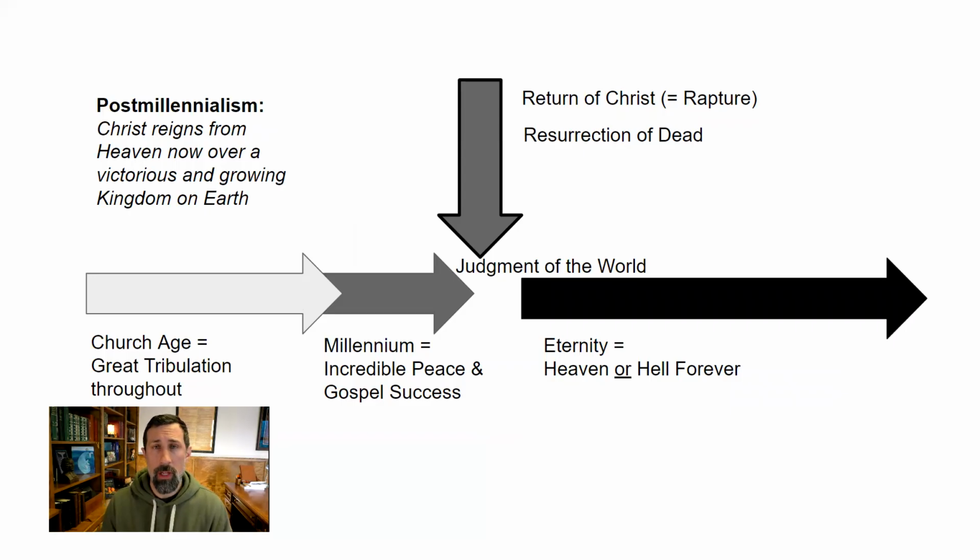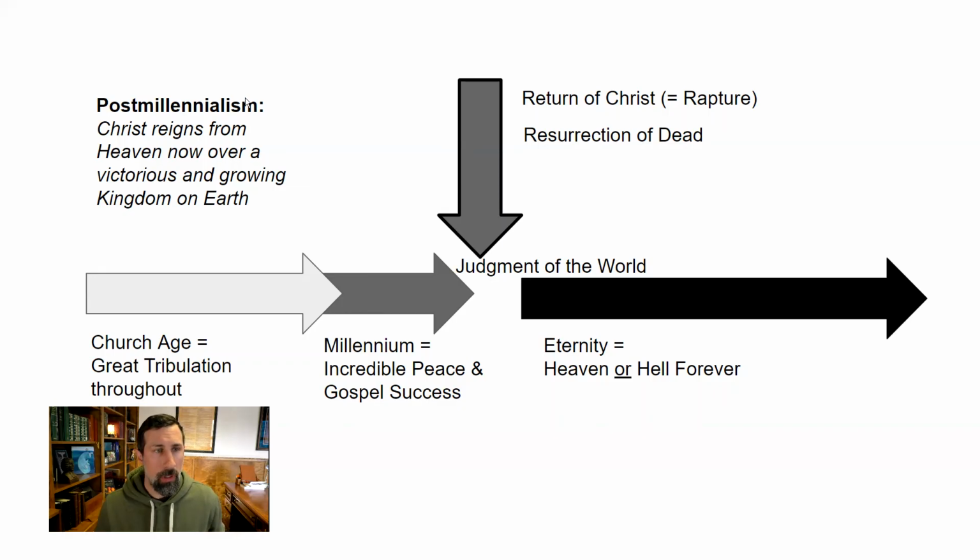Now, this is another view that is held largely across Reformed camps. Reformed people tend to be postmillennial. Let's go ahead and look at the name here. The name means after the millennium. So whereas amillennialists talked about the reign of Christ from heaven over his kingdom, which was on earth, postmillennialists are far more apt to think of the millennium as happening here in this world. And the return of Christ will be postmillennial, or after the millennium.